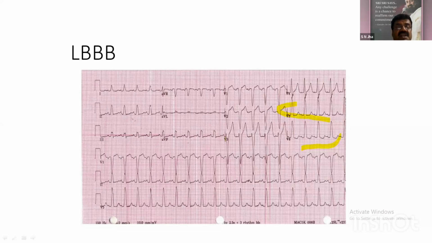Can you appreciate? We can also appreciate it in lead 1 and aVL, because they are also left-sided leads. So there will be wide QRS, more than 0.12 second, more than 3 small squares, and it is M pattern, looks like M. And in V1, V2, what we will see? We'll have deep S waves. And the QRS is wide. We can also see in lead 1 and aVL because they also look at the heart from the left side.